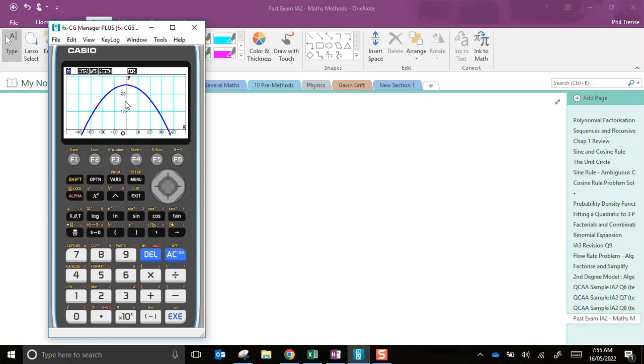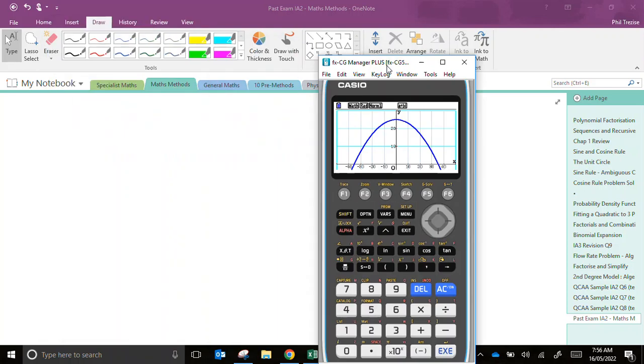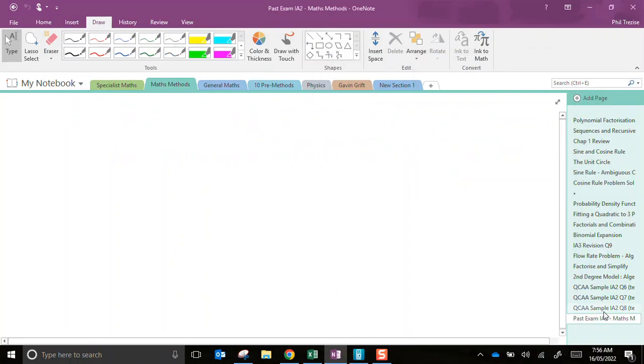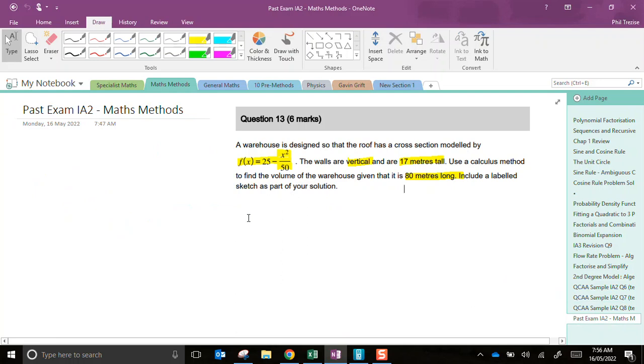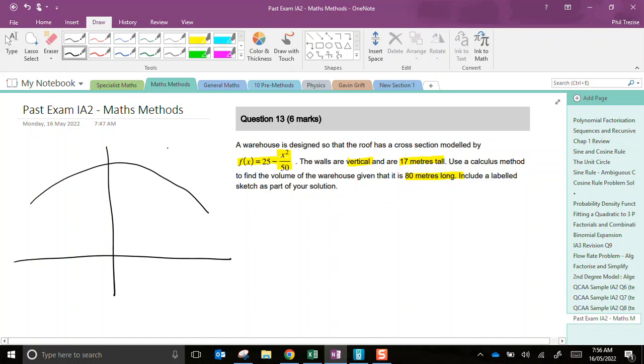And when the value of this curve is 17, so around about here somewhere and around about here somewhere, that's where the edge of the wall takes over and the wall is drawn. So I'll start to sketch that now that I've got a rough idea of what's going on. Just refresh my view there. So here we go. I have to do a sketch anyway, so this will be part of my sketch. So here is the curve. That's our function of x.